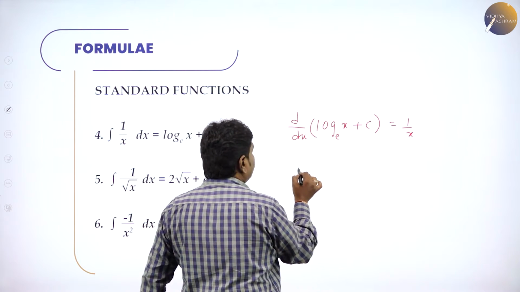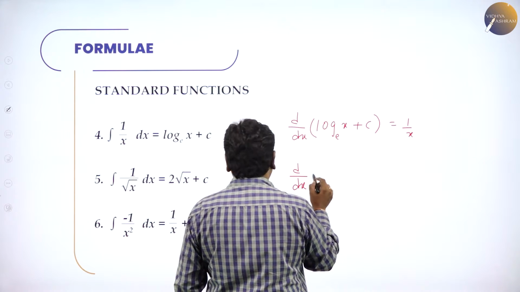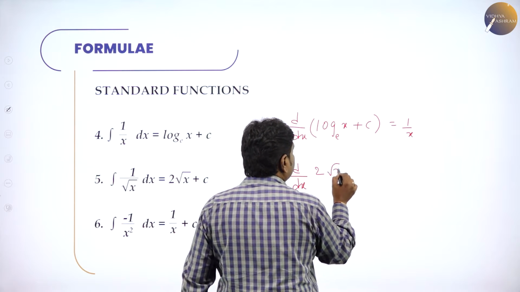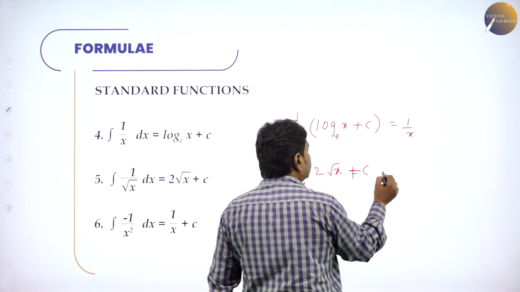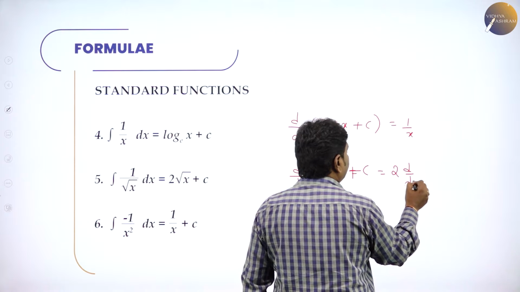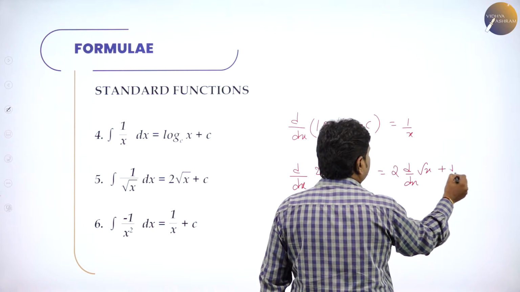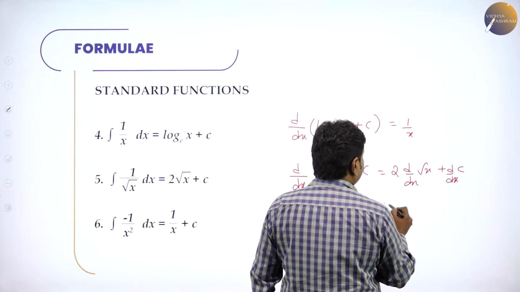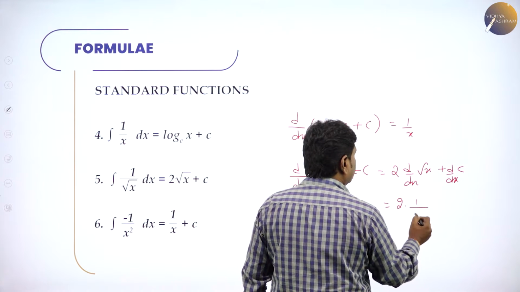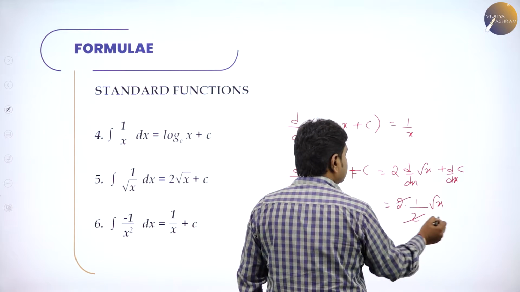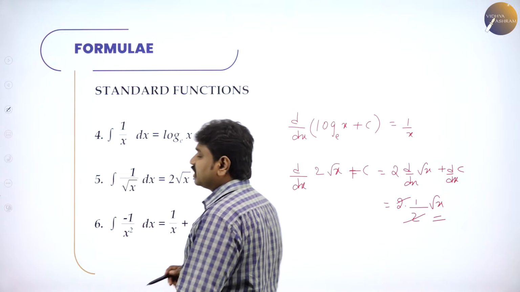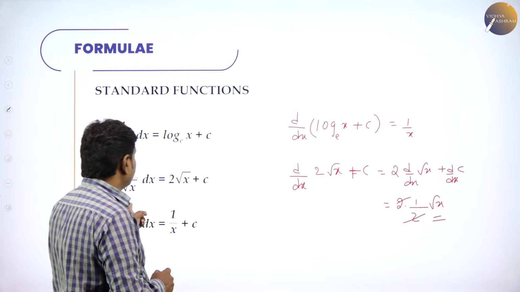And derivative of 2 root x, 2 is constant, plus c if I take. 2 is constant, take it out. Derivative of root x plus derivative of c. Derivative of c is always 0. So 2 into what is derivative of root x? 1 by 2 root x, you have learned. So 2 cancels, you will get 1 by root x. That's why integration of 1 by root x is 2 root x.